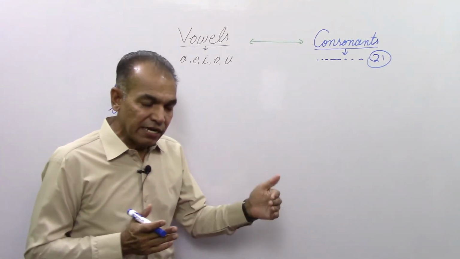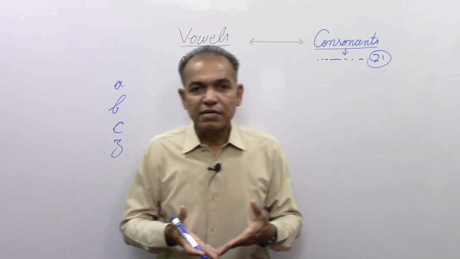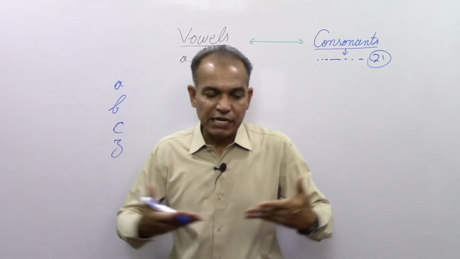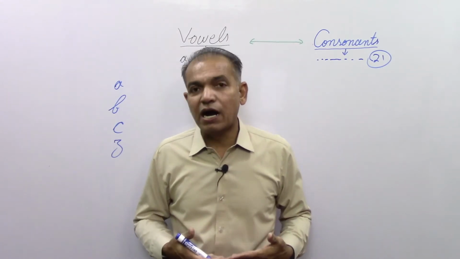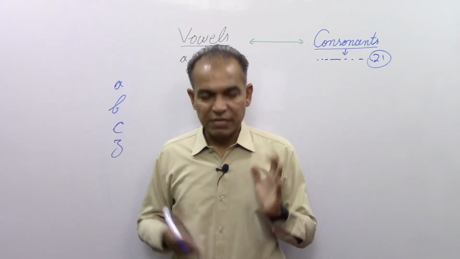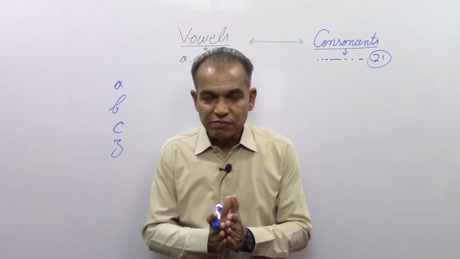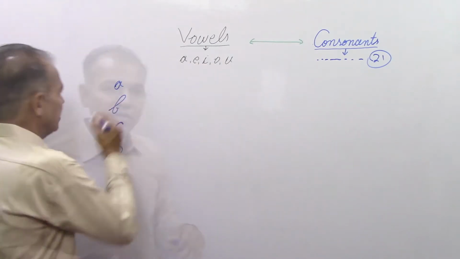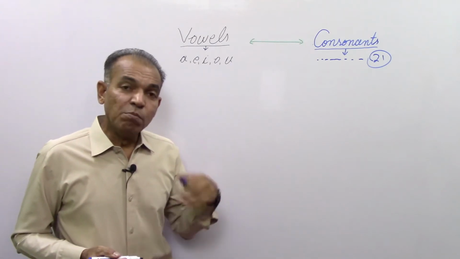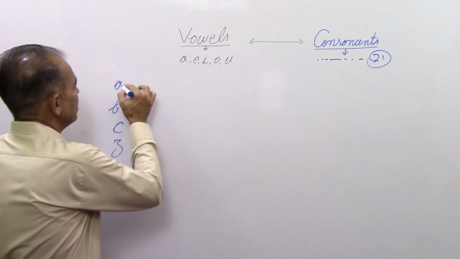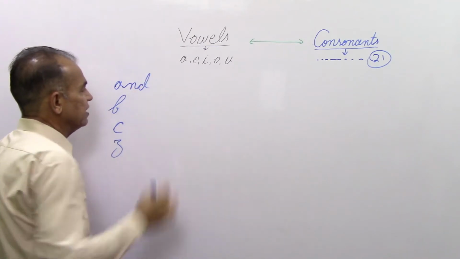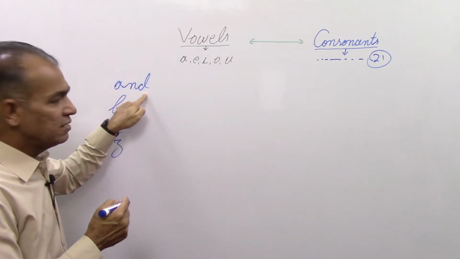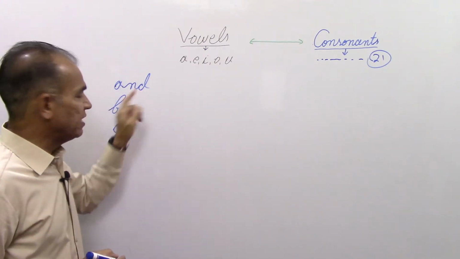And then when we put these letters together, a combination or collection of letters, when they give a complete sense, they are called words. A combination of letters which gives a complete sense is called a word. For example, A. With A, when we add some more letters, for example N and D, A, N, D, the combination of these 3 letters will be called a word. So, and is a word.